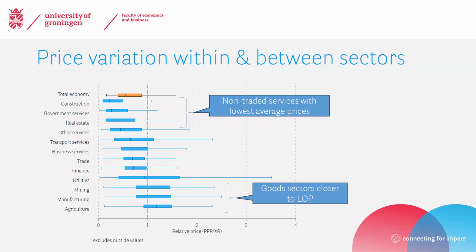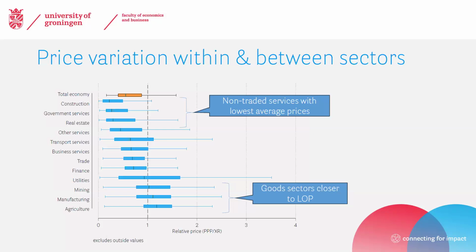Now, just to give some impression of what these numbers lead us to. This is about price variation, not yet productivity. What we show here is the relative price, so PPPs over the exchange rate, where one indicates the law of one price. Top row, the orange bar is for the total economy. That's the well-known fact that on average, countries with lower income levels tend to have lower prices.